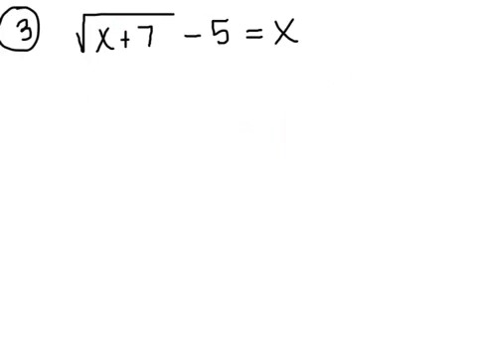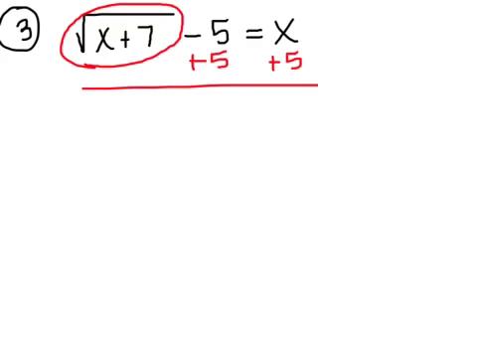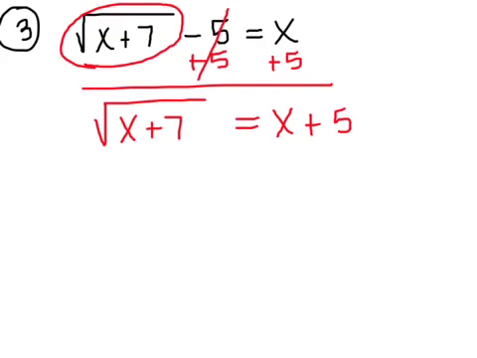So let's see what happens with this example. Again, you've got to isolate your radical before you get started with the solving process. So we're going to add 5 to both sides. Now that the radical is isolated, we can get rid of the square root by squaring, which undoes the square root. But when we square the other side, be careful to put parentheses around it, because you're squaring the whole x plus 5.